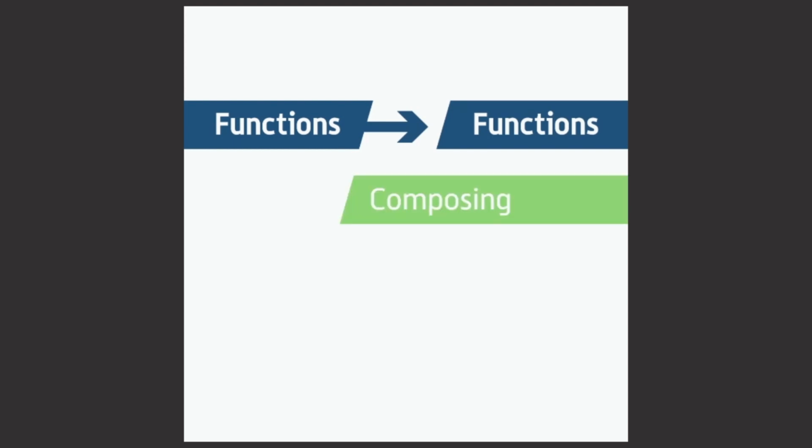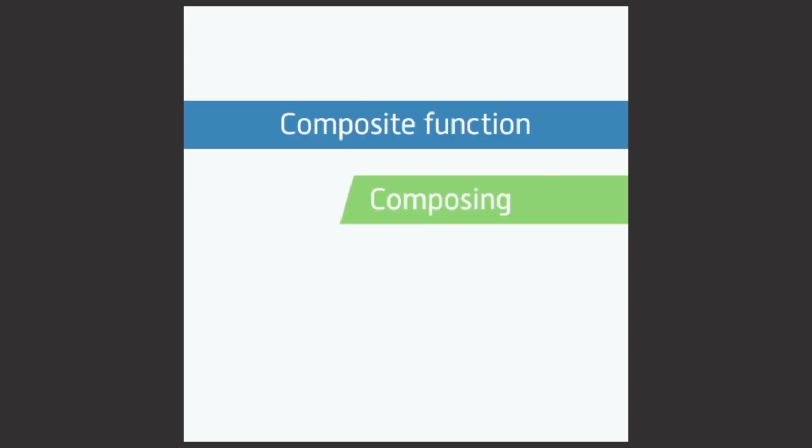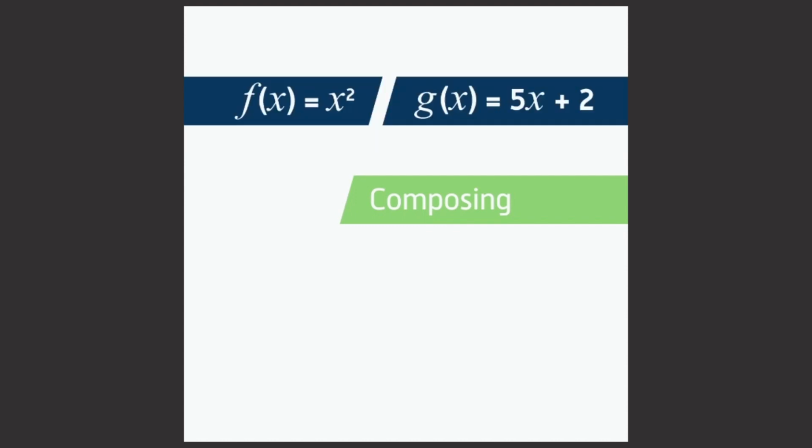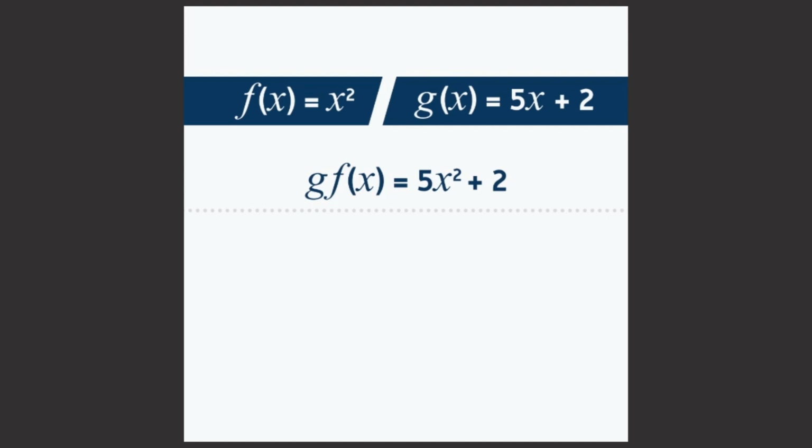We can also put functions together by doing one function followed by another. This is called composing two functions, and so you get a composite function. For example, we have two functions. f is the function that maps x onto x squared, and g is the function that maps x onto 5x plus 2. gf of x equals 5x squared plus 2. We apply the function f first to get x squared and then apply g. We don't write all of the brackets, so gf means you do f first.